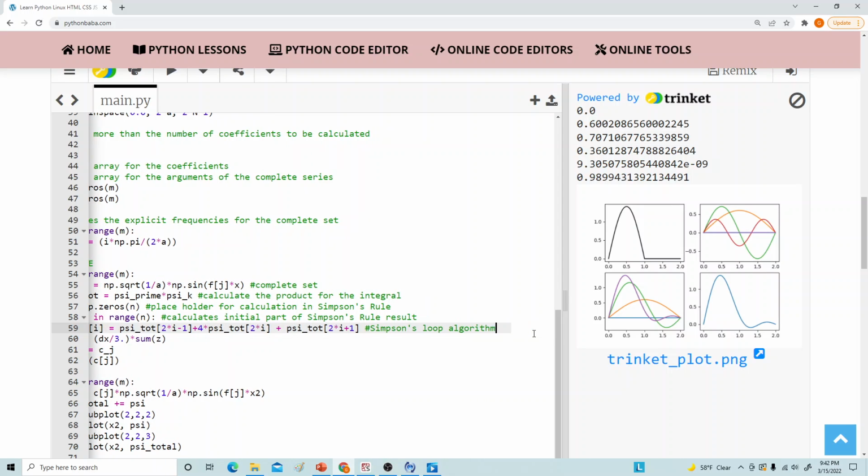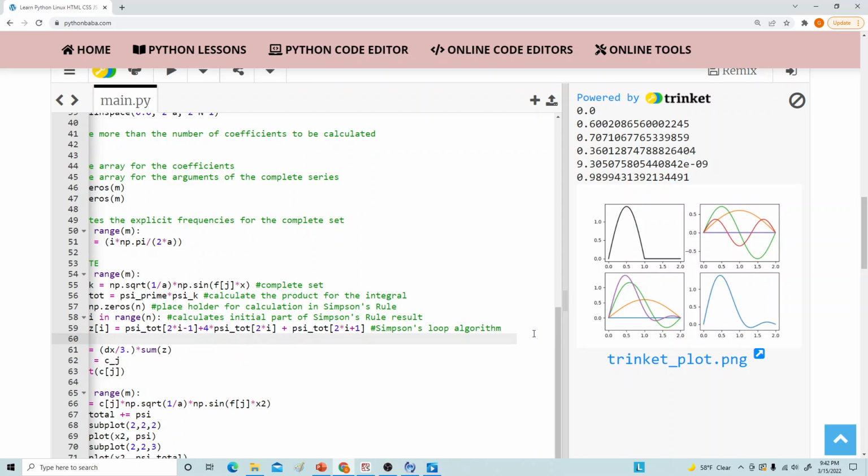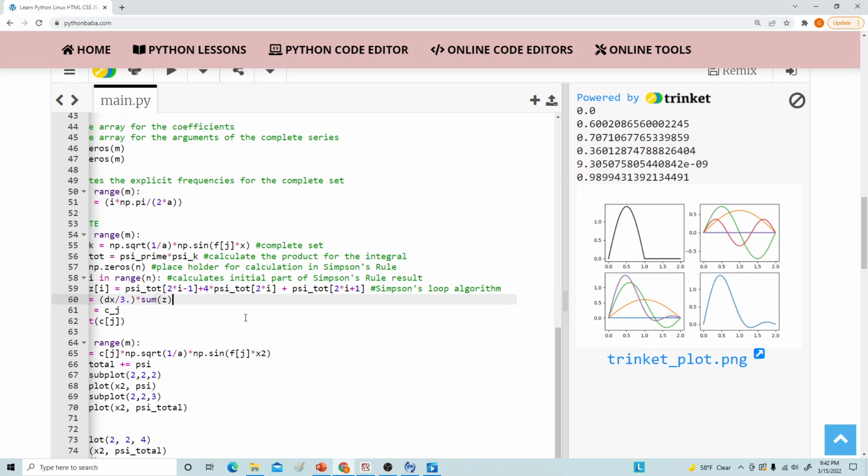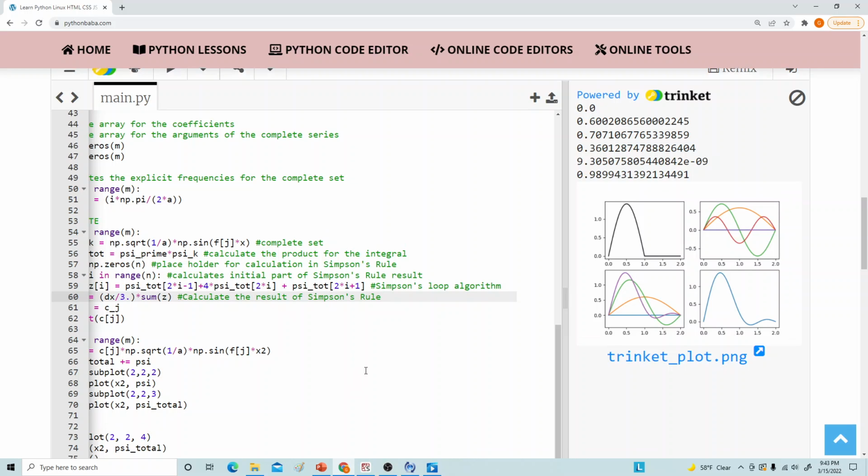Simpson's loop algorithm, okay? There we go. I didn't want to enter. I wanted to do that. So now this calculates the result of Simpson's rule, right?